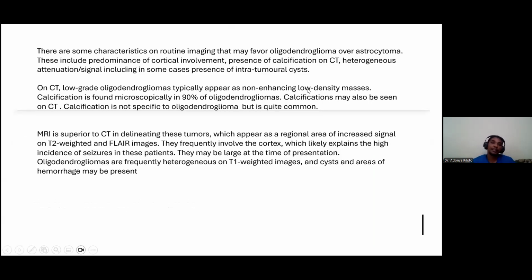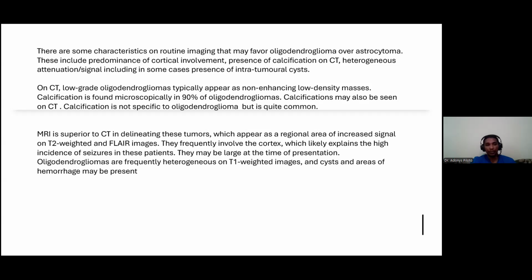There are some characteristics on routine images that may favor oligodendroglioma over astrocytoma, and they include cortical involvement, presence of calcification on CT, heterogeneous attenuation signal, and in some cases the presence of an intratumoral cyst. On CT, low-grade oligodendroglioma typically appears as a non-enhancing low-density mass. Calcification is found microscopically in 90% of oligodendrogliomas and may also be seen on CT. Calcification is not specific to oligodendroglioma, but it is quite common.